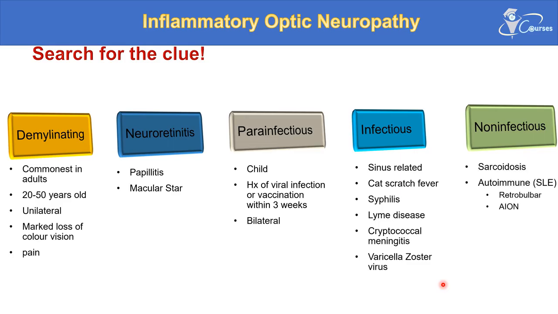For non-infectious, it can be inflammatory optic neuropathies due to non-infectious causes, such as sarcoidosis or autoimmune diseases, such as systemic lupus, which can cause both entities of optic neuropathies. It can cause retrobulbar optic neuropathy and anterior ischemic optic neuropathy.